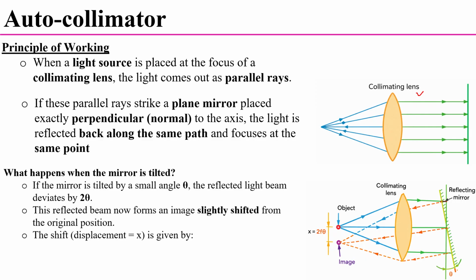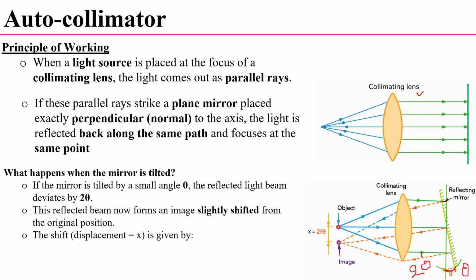Now let's see what happens when the mirror is tilted. If the mirror is tilted by a small angle theta, then the reflected light beam is deviated by 2 theta. In the schematic, you can see that when the mirror is tilted by the angle theta, the reflected beam is deviated by 2 theta. This reflected beam now forms an image slightly shifted from the original position.